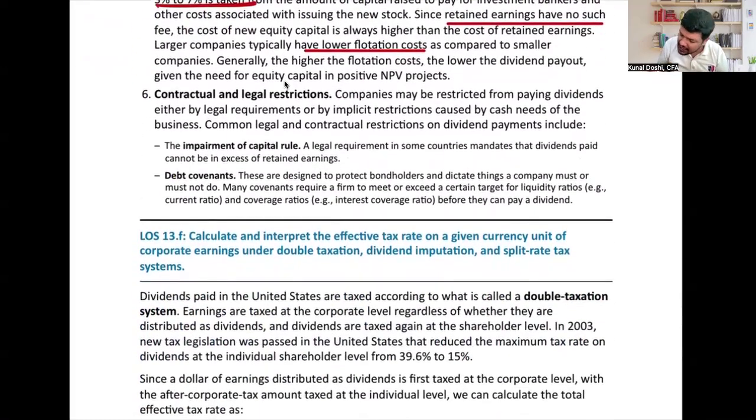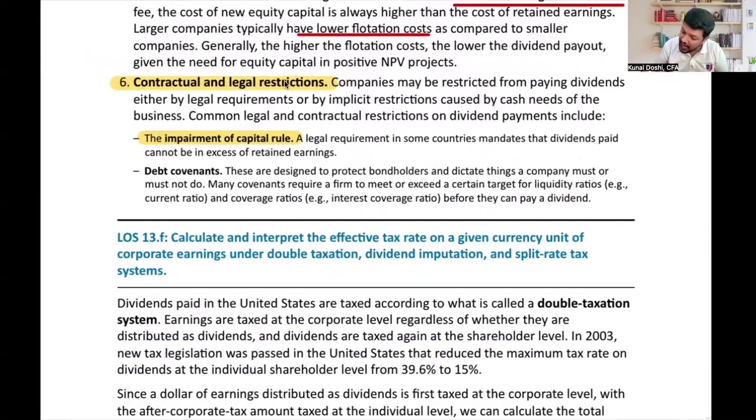And the last but not the least, contractual and legal restrictions. Yes, there are two laws which will decide your dividend policy. One is the impairment of capital, where in some countries it is compulsory that the dividends cannot be in excess of retained earnings. A company cannot pay a huge amount of dividends that would stop the company from getting liquidated. So a company cannot pay dividends more than its retained earnings. That's a rule in most of the countries.